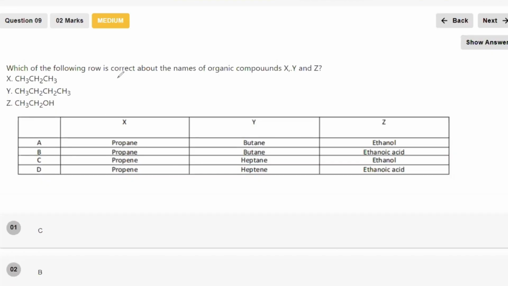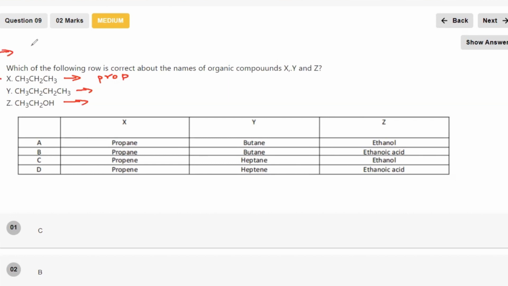Which of these following rows is correct about the names of the organic compounds X, Y, and Z? Now, before we go into the table, we'll try to name these compounds on our own. The first compound, X, has 3 carbons. Because of that, the prefix would be pro. And these 3 carbons are each connected to each other with a single bond and has all other hydrogens around it. How do we know that? Just by looking at it.